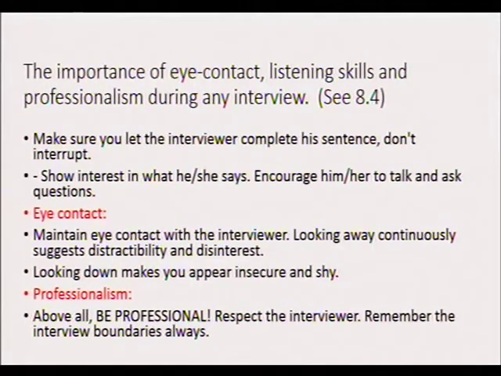The importance of eye contact, listening skills and professionalism during an interview is also very important. For example, the question can come and say, what is the importance of eye contact, listening skills and professionalism during an interview? You need to tell us that. We don't want to hear about other things that you need to take care of during an interview, but specifically those three.